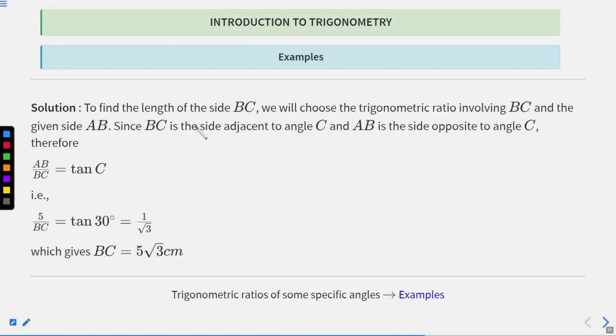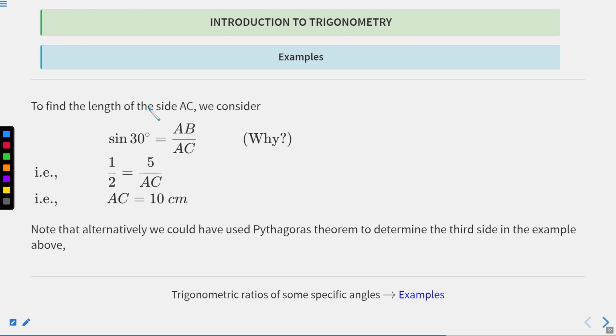To find the length of the side BC, we will choose the trigonometric ratio involving BC and the given side AB. Since BC is the side adjacent to angle C and AB is the side opposite to angle C, therefore AB by BC is equal to tan C, that is 5 by BC is equal to tan 30 degree, which is equal to 1 by root 3, which gives us BC is equal to 5 times root 3 centimeter. Okay, so the length of BC is equal to 5 times root 3 centimeter.